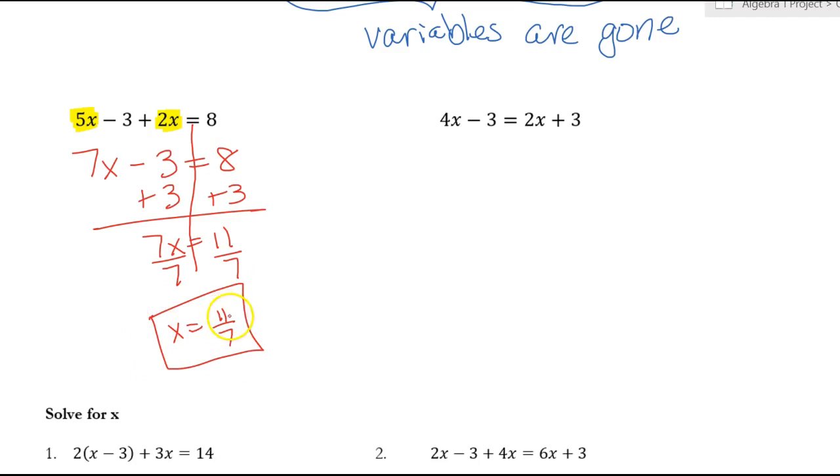You may turn it into a mixed number, but a lot of times in algebra, you're not going to want mixed numbers.